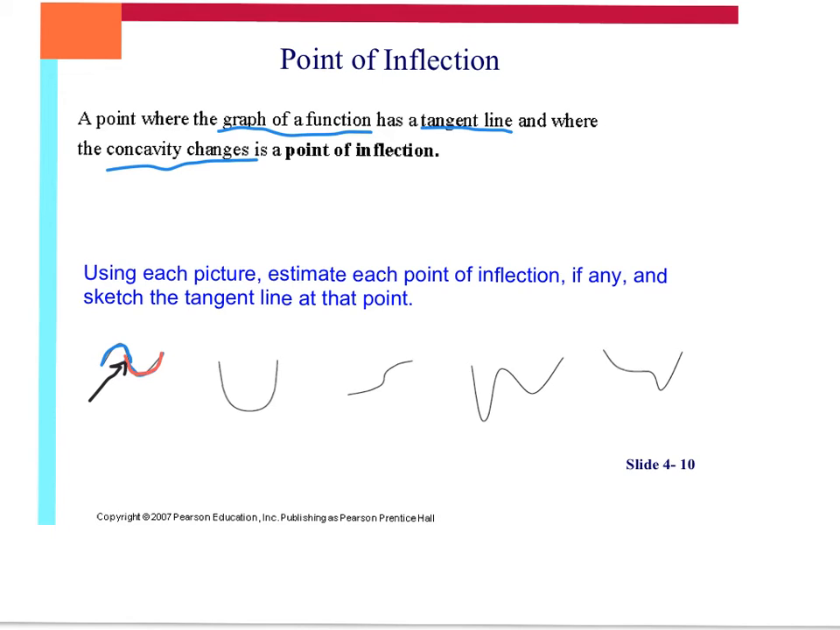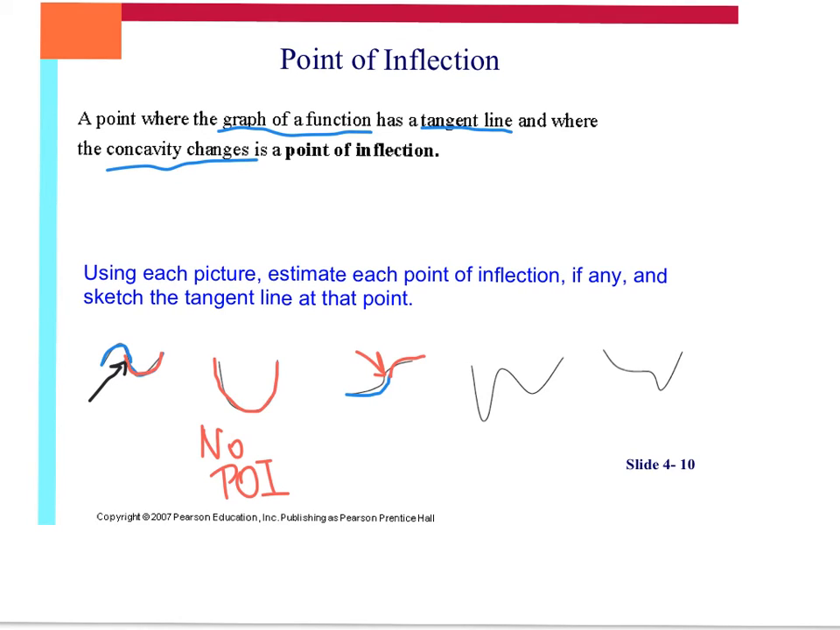Now in this second graph, I have concave up the entire time. So therefore, there is no point of inflection because there is no point where the graph changes concavity. Now here, I have concave up, and then it changes to concave down. So approximately at that point is my point of inflection.